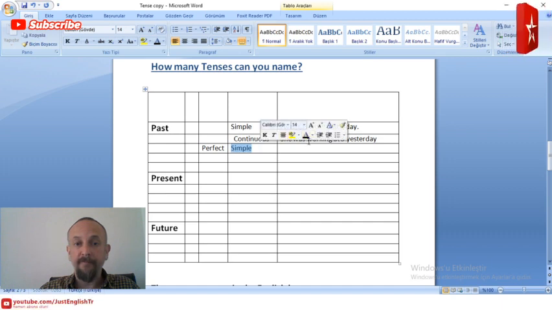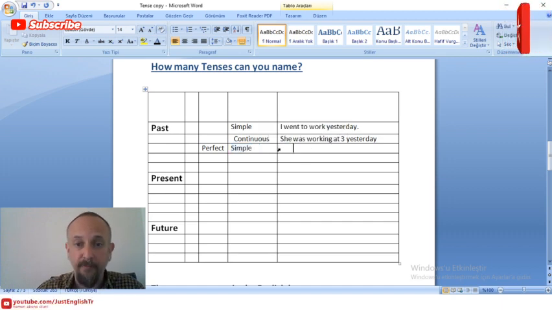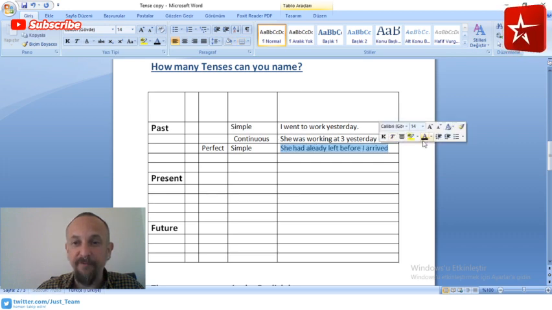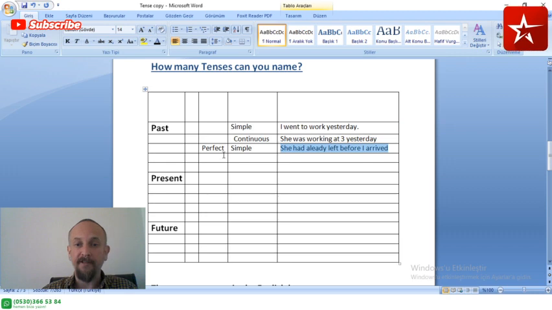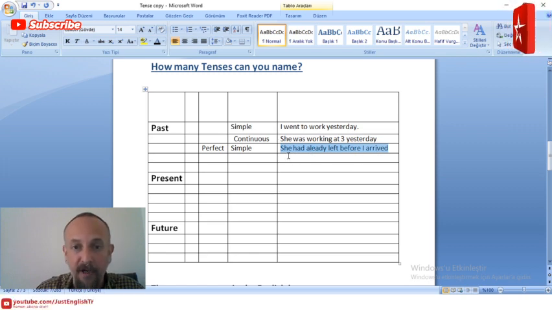We also have present perfect simple, a favorite amongst students, and also a difficult one to use. Say past perfect simple, not present perfect simple, past perfect simple. So something like, she had already left before I arrived. And of course, with the past perfect simple, we have the subject, we have the auxiliary verb had, and we also have the past participle here. We can go down to the present form.